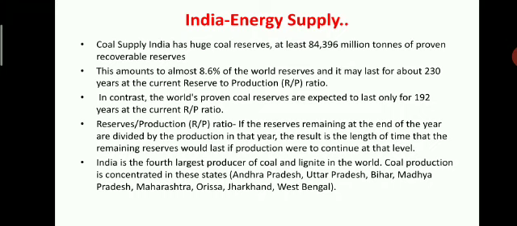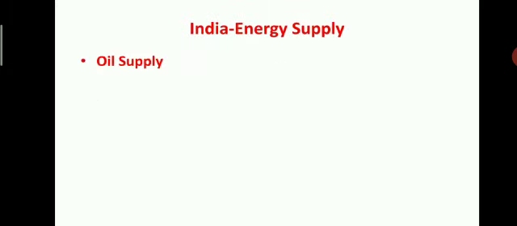India is the fourth largest producer of coal and lignite in the world. Coal production is concentrated in the states Andhra Pradesh, Uttar Pradesh, Bihar, Madhya Pradesh, Maharashtra, Orissa, Jharkhand and West Bengal. In Maharashtra, Chandrapur is the source of coal. Let us see oil supply, oil supply in India.